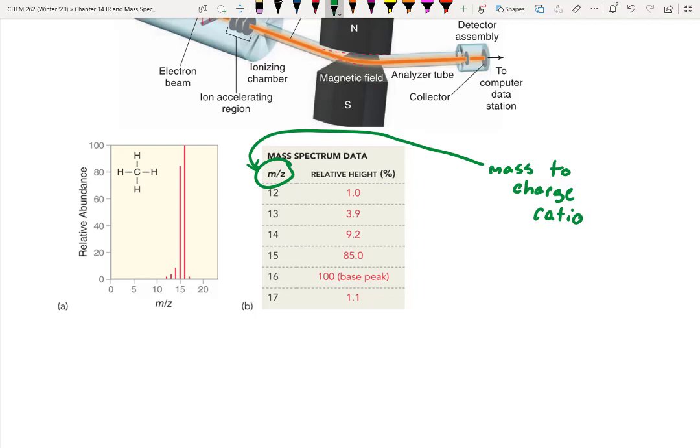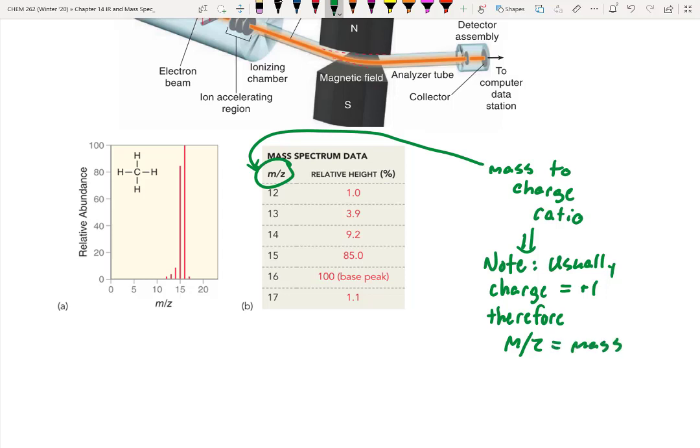So for all intents and purposes in sophomore level organic chemistry, we're going to assume that the mass to charge ratio is just going to be the mass, because most of the time the charge is going to be equal to 1. Does that make sense? So let's make a note. So usually charge equals +1. Therefore, m to z equals mass. Does that make sense? All right.